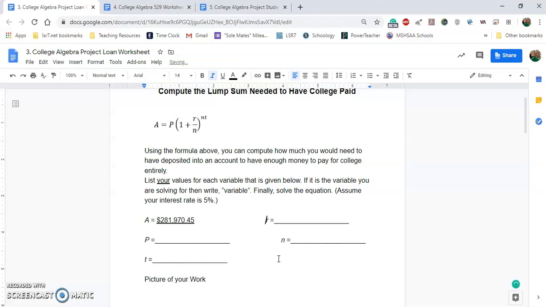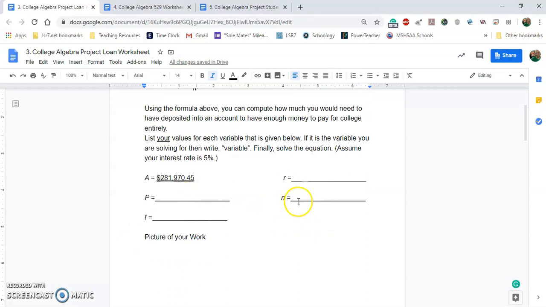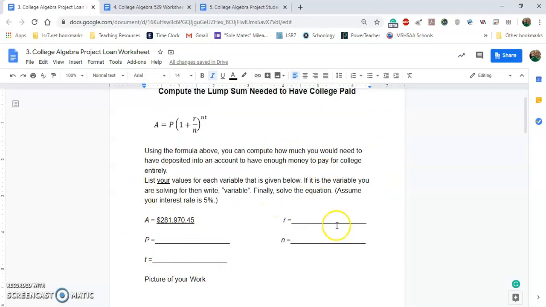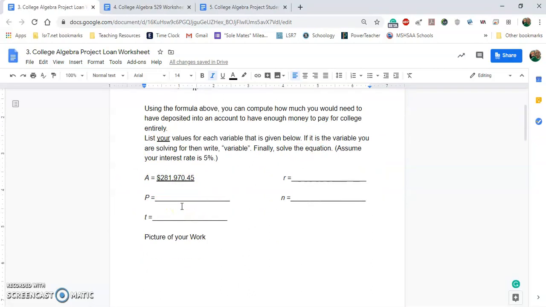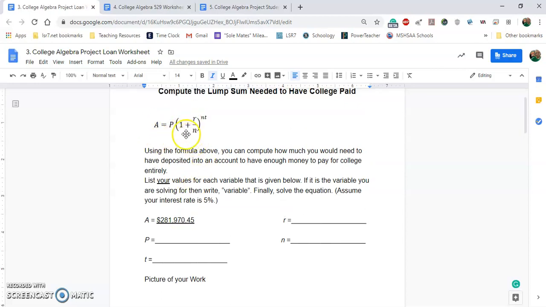Continuing on, the rate R is given above. P, N, and T, all of this is from above here. And then A, the amount, is what you're pulling from. We've done this in class previously. So what you want to do is replace the values with everything, and then you will need to use properties of logarithms to solve.